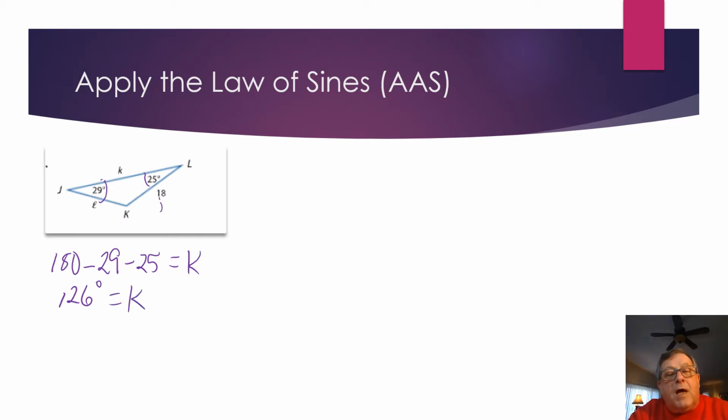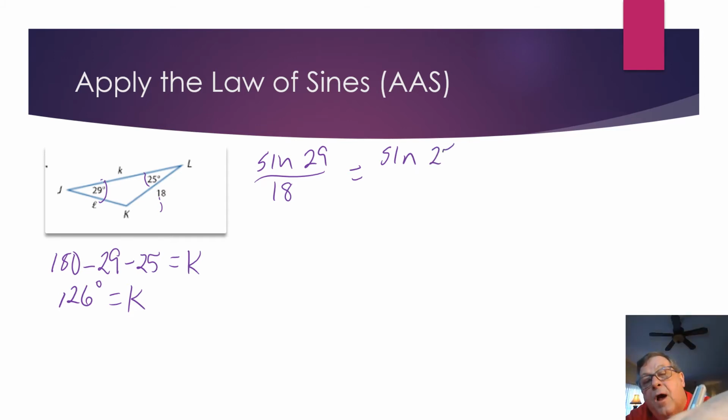All right, let's see. Well, I know side J, and I know angle L, so let's go ahead and find side L. So I'm going to set this up as the sine of 29, which is the measure of angle J, over 18, which is the measure of side J, equals the sine of L, which we're told is 25, over side L, which I don't know. And again, we're going to just cross multiply. We got L times the sine of 29 equals 18 times the sine of 25.